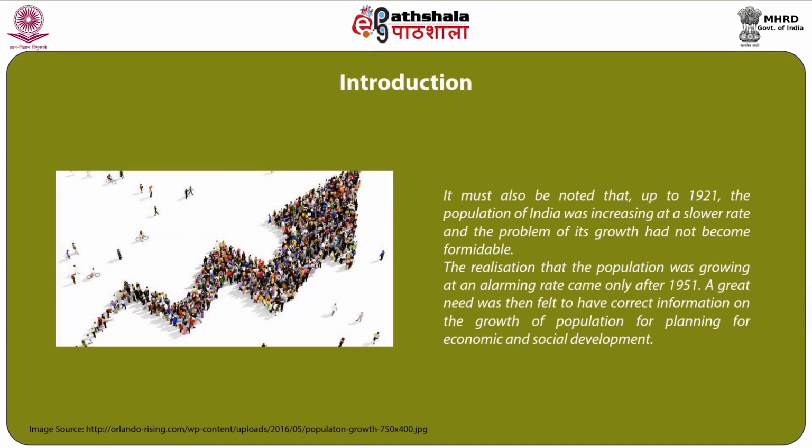It must also be noted that up to 1921, the population of India was increasing at a slower rate, and the problem of its growth had not become formidable, mainly because the fertility and mortality were very high, due to which the difference in these vital events, which comes to be the calculation of growth rate, was very low. The realization that the population was growing at an alarming rate came only after 1951, mainly because the difference in birth and death rates started widening.